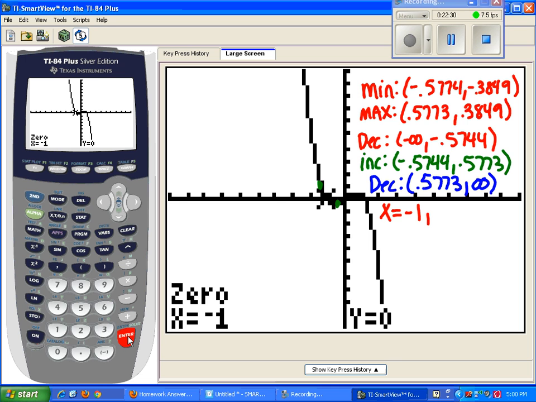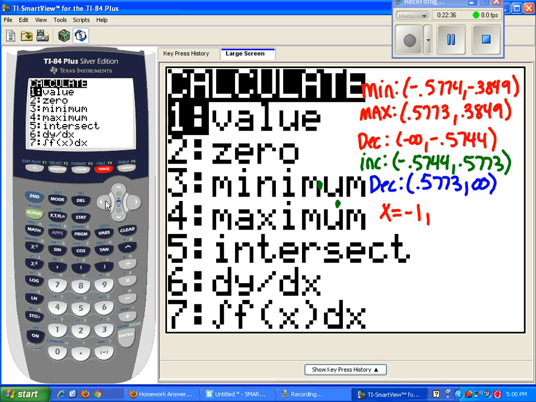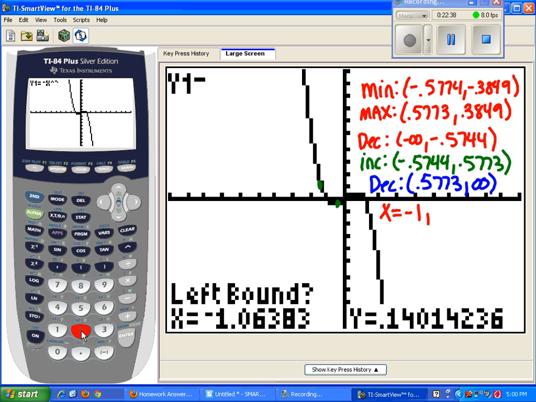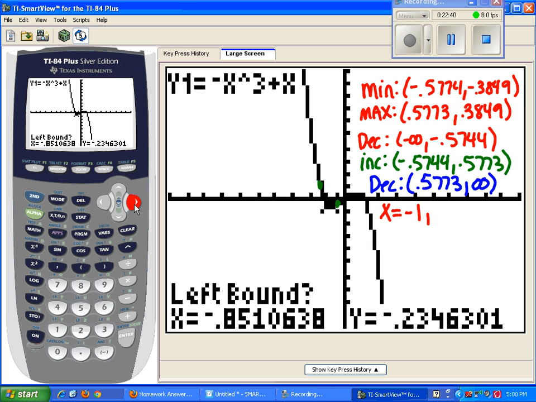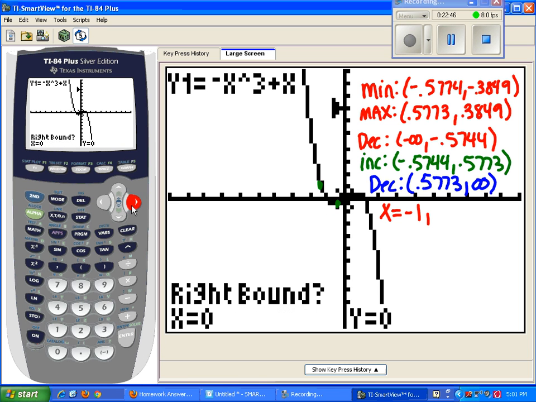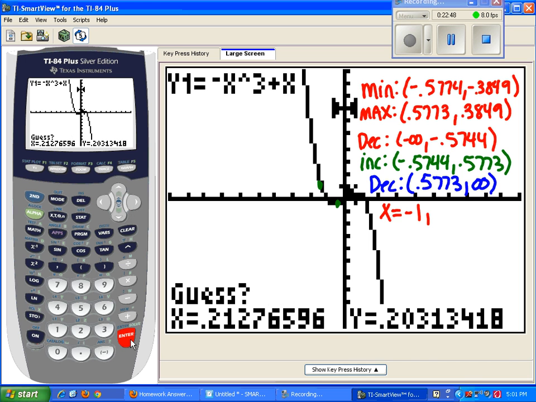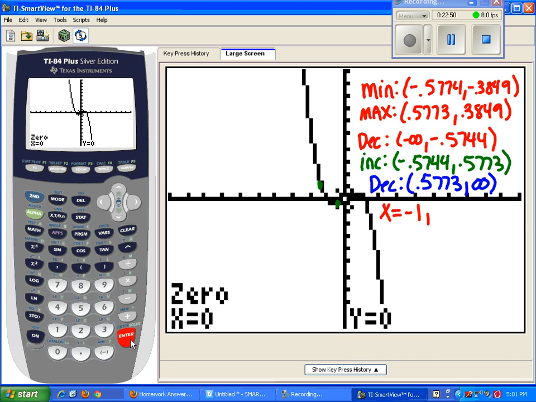so that means that's one of my x-intercepts, so I'm going to write x equals -1. Now I just have to go ahead and find the other two, so I'm going to do it again. Second trace, 0. It looks like it's somewhere in between, so enter for left bound. Now I need something above. Enter, because it looks like we have one at 0, 0. I'm just checking to make sure, which we do.